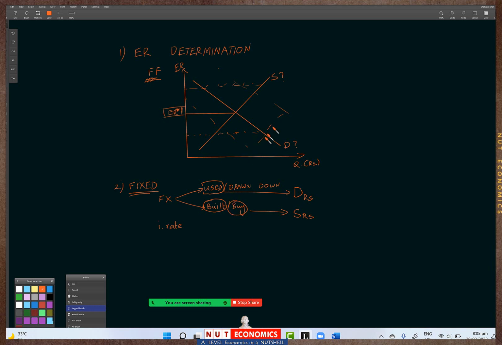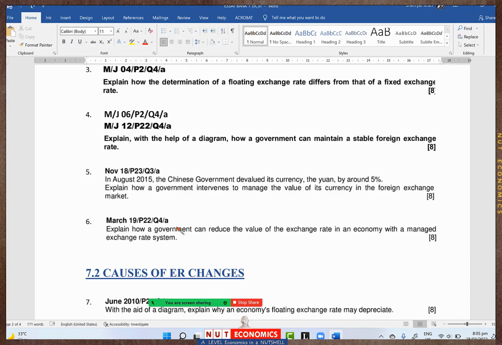Show it in the diagram: that will shift the supply curve to the right and you can fix your exchange rate. And if you want to increase the supply of rupee, you can lower the interest rates. Lowering of interest rate means there will be hot money outflows, and as hot money flows out, that will again create supply of your rupee and you will be able to fix your exchange rate. Any other questions left?